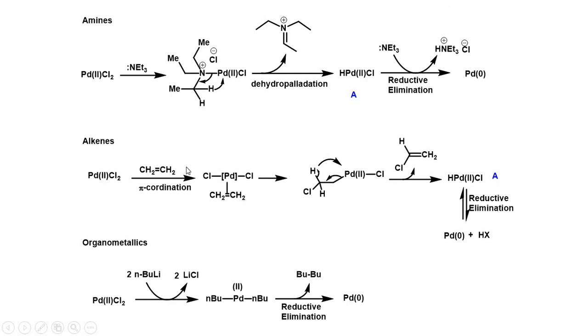If you take alkenes, then the alkene first coordinates with the palladium to form a complex. This undergoes insertion to form the palladium carbon bond, followed by beta hydride transfer to give complex A. This A complex again undergoes reductive elimination to give the palladium 0 complex. If we use organometallics such as butyl lithium, then two equivalents of butyl lithium will remove the chlorides and form this complex, which will undergo reductive elimination to give palladium 0.